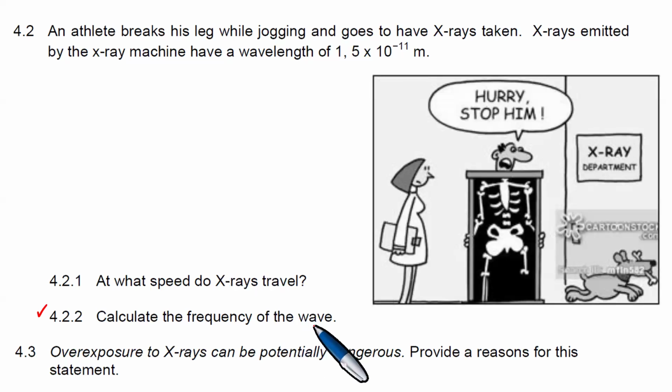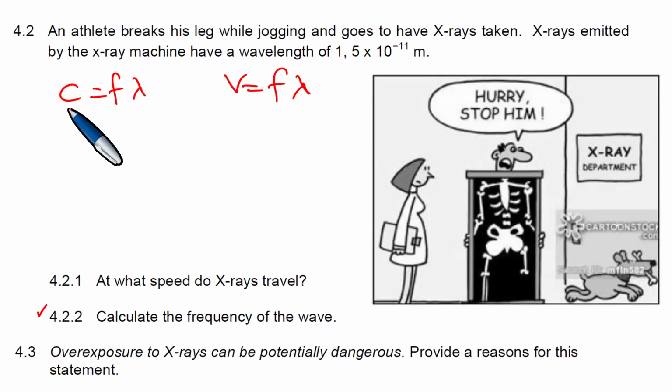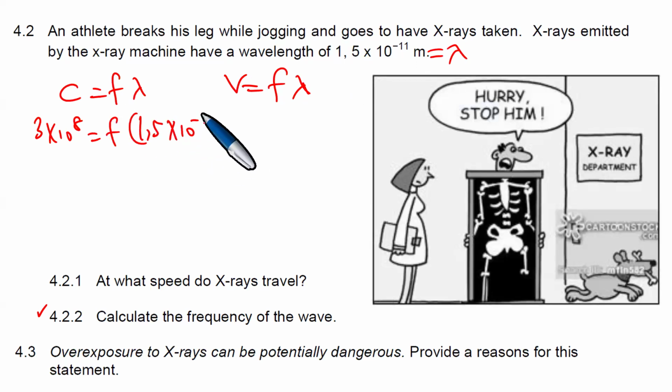4.2.2. Calculate the frequency of the wave. We know that there is the formula. We said that V equals f lambda, where this is speed. For the speed of light, V is replaced by C, and we know that C is 3 times 10 to the 8th power. Then this frequency is what? We want the frequency, but you already know the wavelength is 1,5 times 10 to the minus 11.